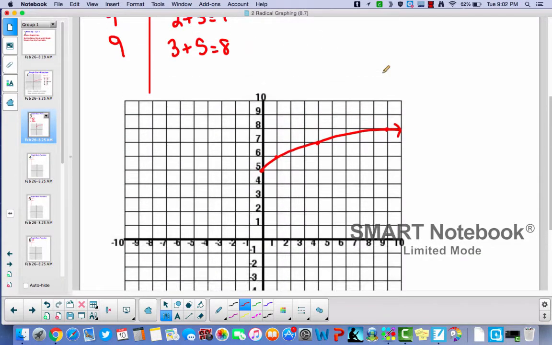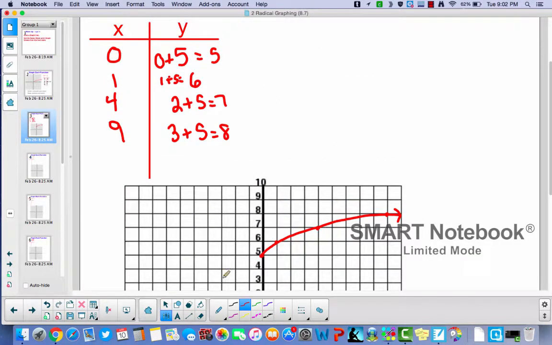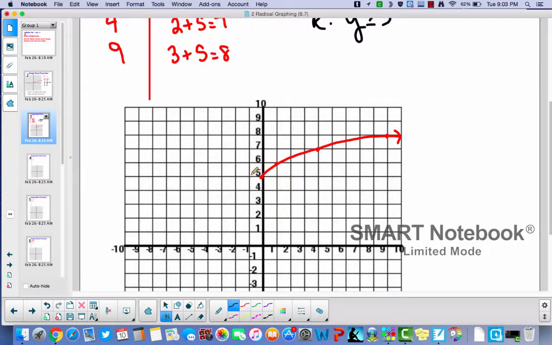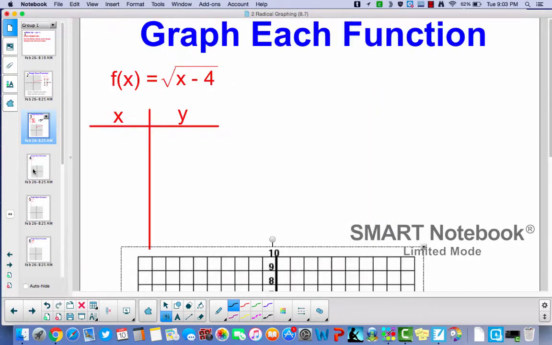So what is our domain now? Our domain is still all positive real numbers. Our range, however, now is y is greater than or equal to 5, because it's the lowest y value we can have.